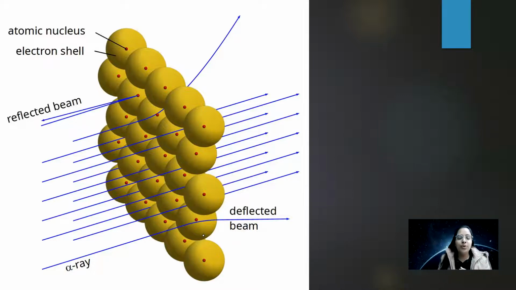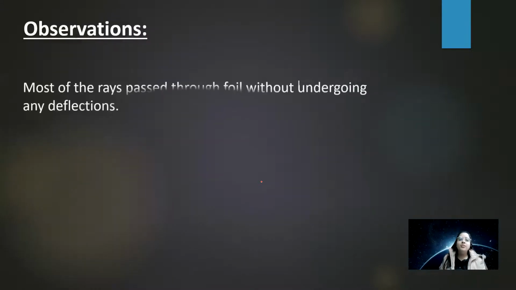Now we will discuss how alpha rays interacted with your gold foil and what the observations are. Your first observation is that out of 1,000 alpha rays, almost 800 rays went straight. They do not deflect from their path. They go just straight. So the first observation is that most of the rays pass through the foil without undergoing any deflection.